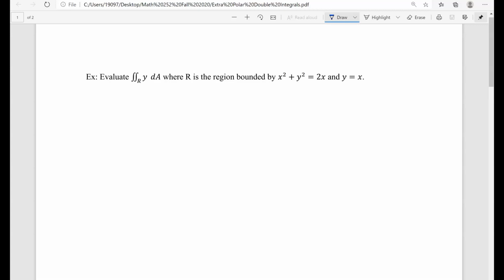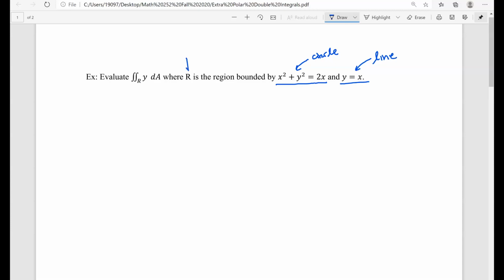So the first problem is that we want to evaluate this double integral over the region R of y dA, and here R is the region bounded by two different graphs. We have this one, which actually is a circle, but you can see that you have this extra 2x term, and then you also have the line y equals x. So the first thing we want to know is that we're dealing with a circle, and we're also dealing with the line. So let's deal with the circle.